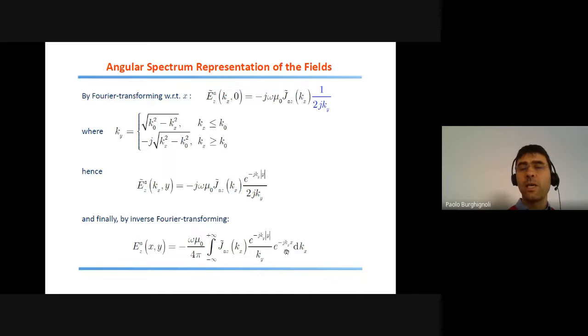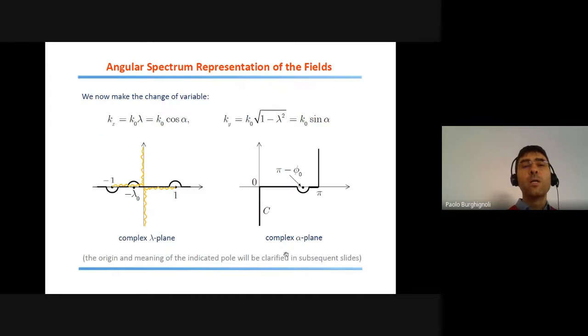Now, we could make a change of variable by introducing a normalized wave number, lambda, that is equal to kx divided by k0, or also by introducing an angular variable, alpha, that is defined here in terms of kx, which is equal to k0 times the cosine of alpha, so that by separability, ky can be written either in terms of lambda as proportional to the square root of 1 minus lambda squared, or in terms of the angular variable alpha as k0 times the sine of alpha.